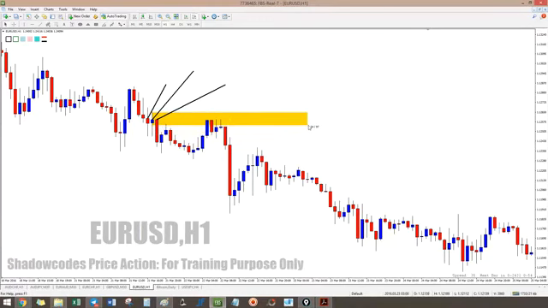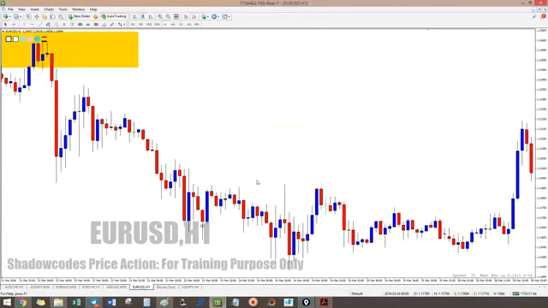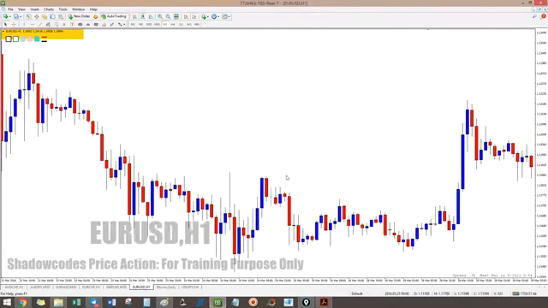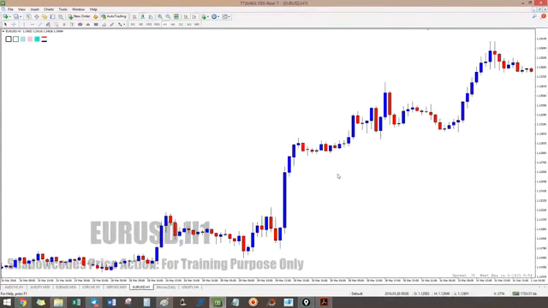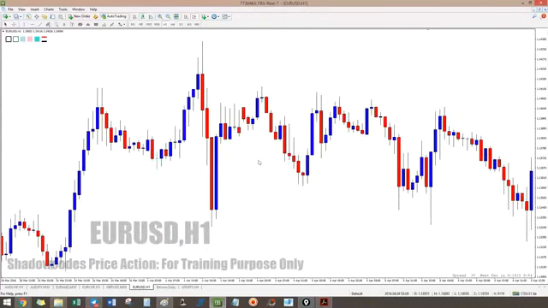So you can also take the imbalance. Okay, you can also take it as a resistance. Okay, so that one you can do during your trades. But for the assignment, you can draw it like this. Okay, this is a drop base drop. Okay, again, let's find another drop base drop. Okay, this one, drop, base, drop. Okay. It's a drop, bear, bull, bear. Okay.